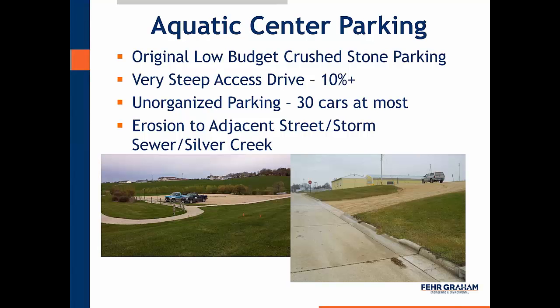And then along with that, it had a fair amount of erosion to the adjacent street, storm sewer, and to Silver Creek. As you can imagine, from a steep slope with everything shaped to drain right down the driveway, which you can kind of see there in the lower right onto the street, and causing issues with the downstream areas.